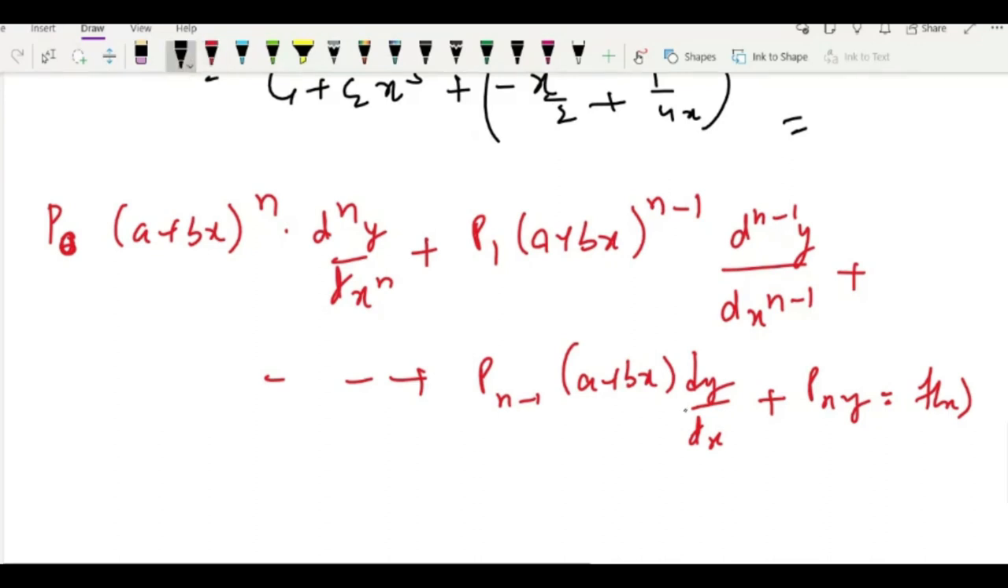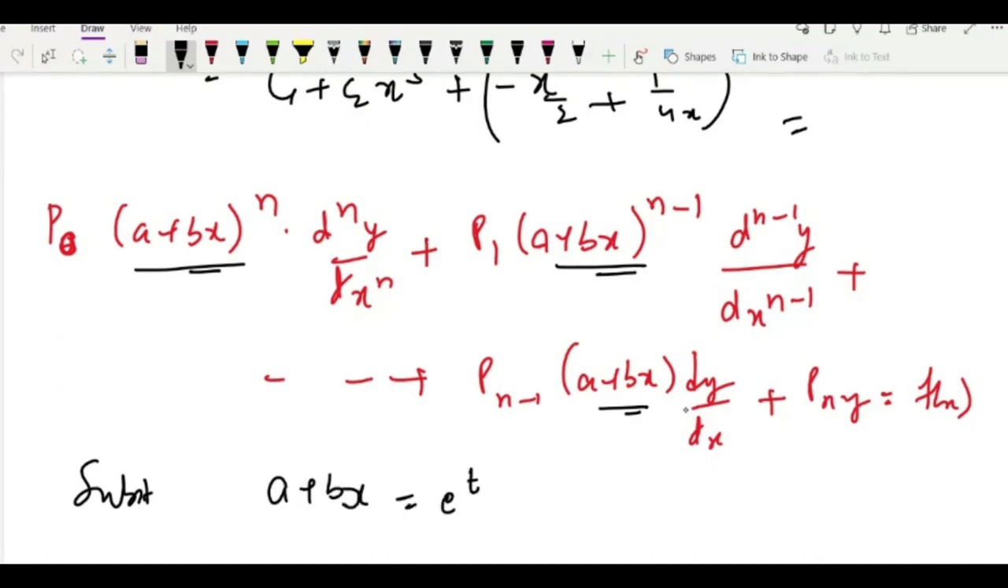In Cauchy-Euler equation, we have here only x raised to power n, here x raised to power n minus 1, here only x. This is a generalization of Cauchy-Euler equation. And we can convert this equation also into a constant coefficient equation. We will just do a substitution. Substitute a plus bx is equal to e raised to power t. In the previous type, we substituted x is equal to e raised to power t. In this kind of equation, we substitute a plus bx as e raised to power t.